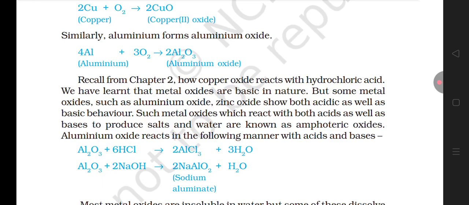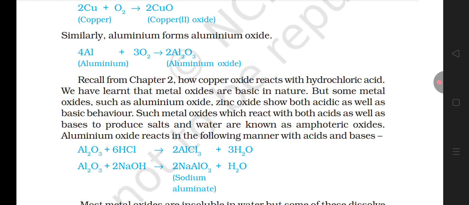Means they act as an acid also. When a base comes, they act as an acid for neutralizing it, and when an acid comes, they act as a base for neutralizing it. Such metallic oxides which react with both acid as well as base to produce salt and water are known as amphoteric oxides.